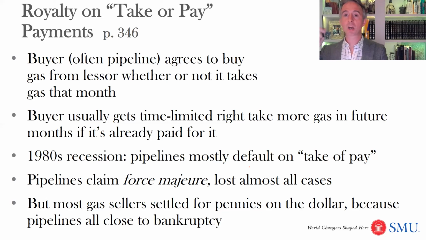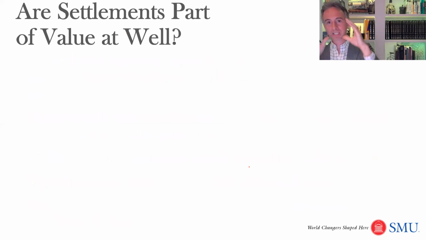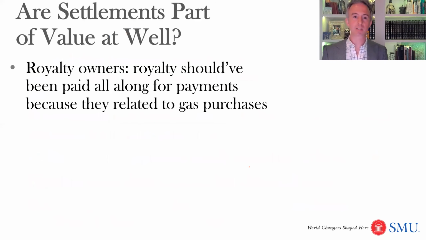The pipelines owed them money under these take or pay contracts, but that money wasn't payment for gas. It wasn't amount realized under the lease because it wasn't a payment for gas that they actually received. They refused to take that gas. So then the question is, does it need to be shared with the landowners? Do the landowners get 1/8 of all that settlement money that was received by the oil and gas companies?